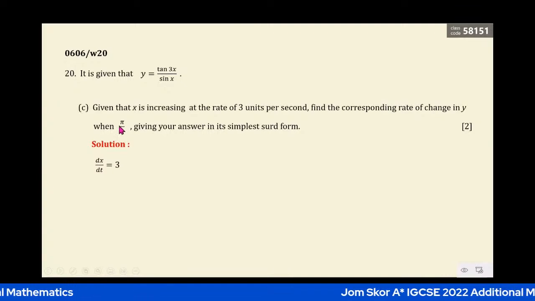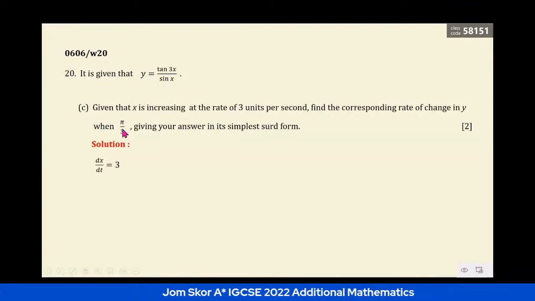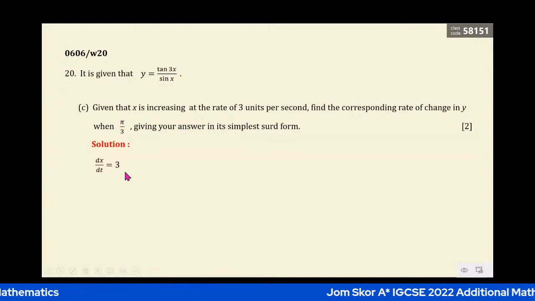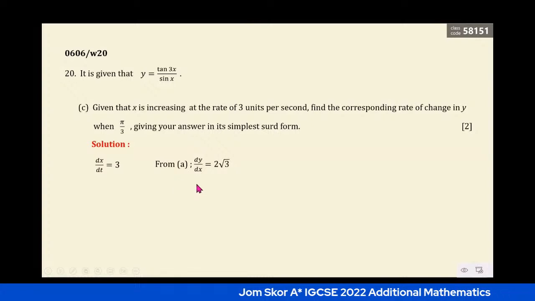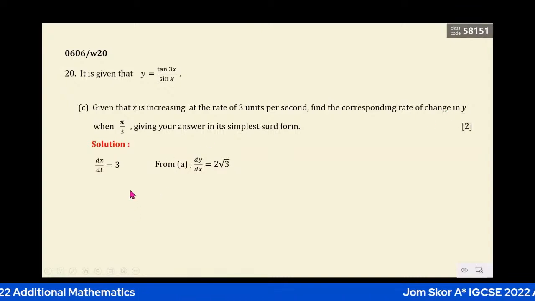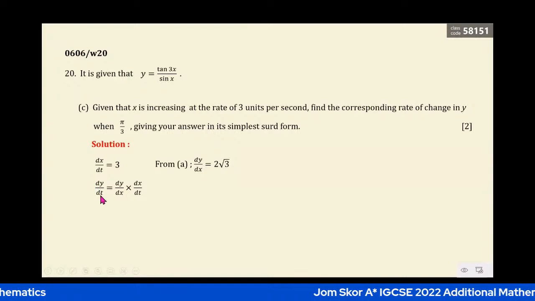When x is equal to pi over 3, giving your answer in its simplest surd form. Same as before, we find x is pi over 3. So you know that dy/dx is equal to 2 root 3. Now we want to find the rate of change in y, so dy/dt.